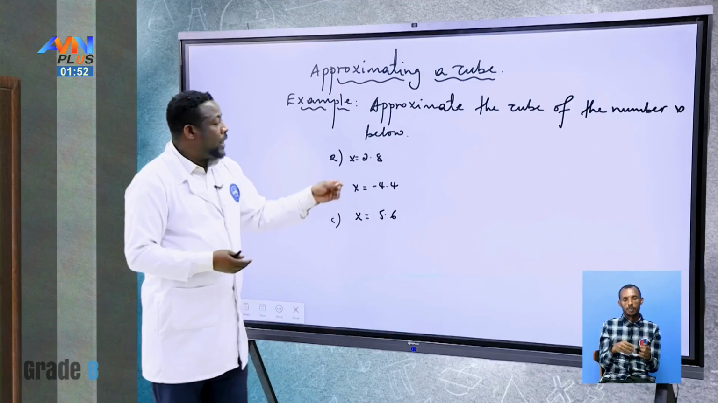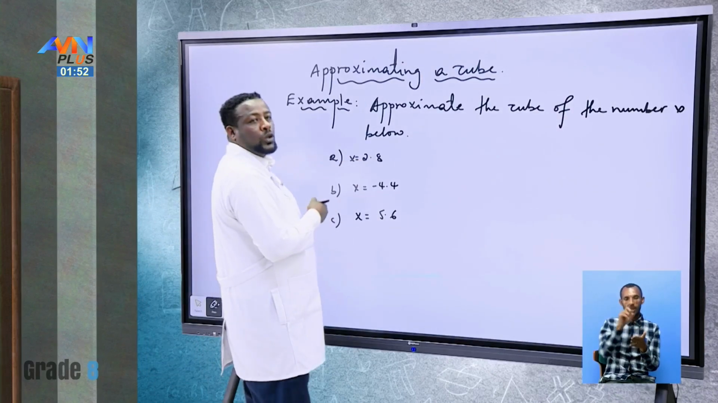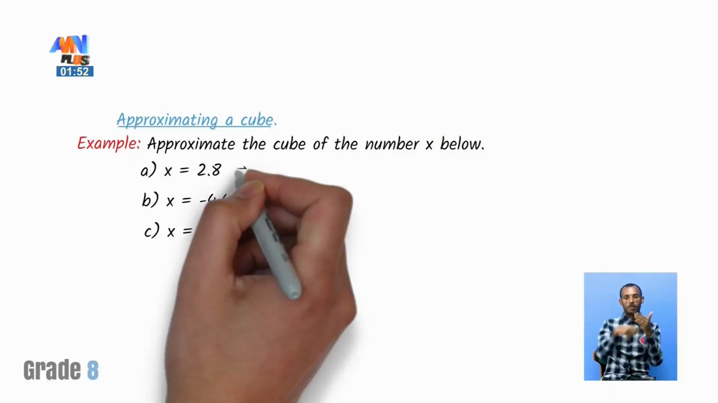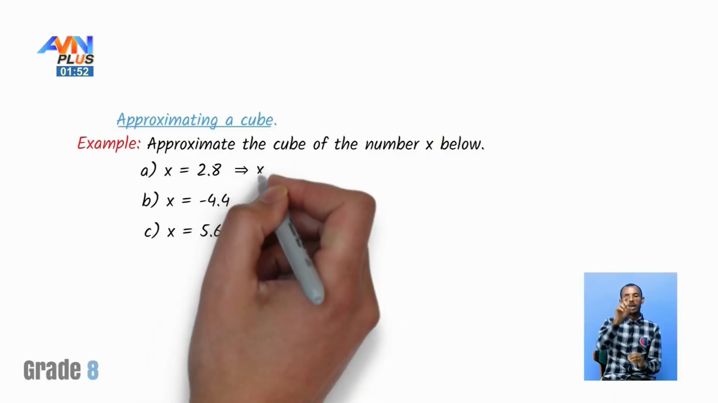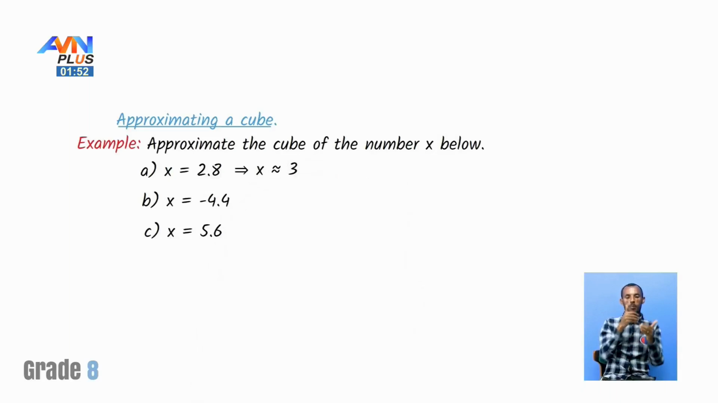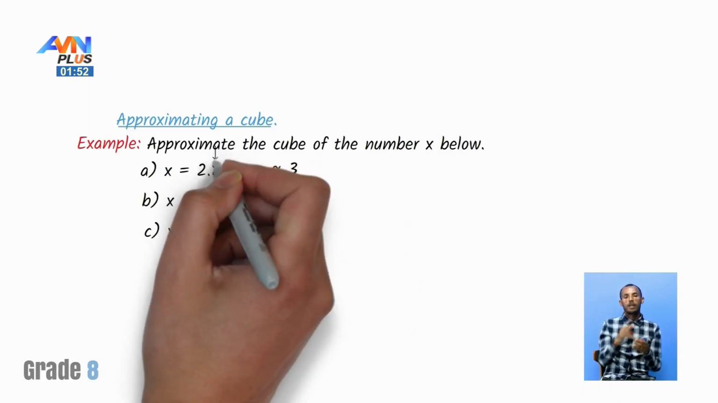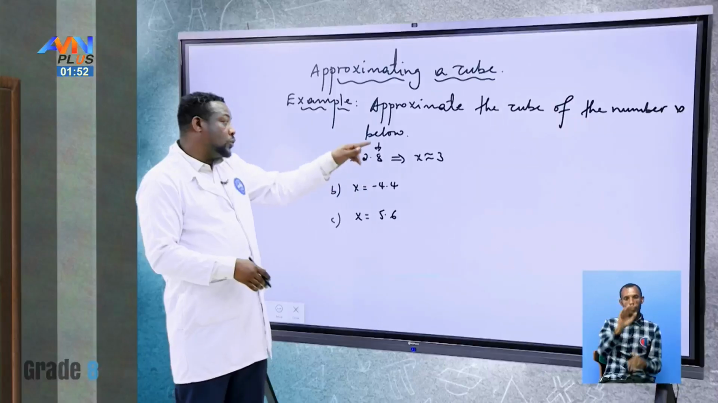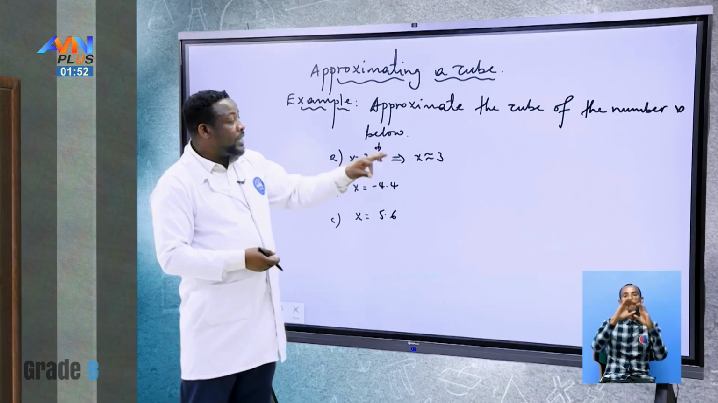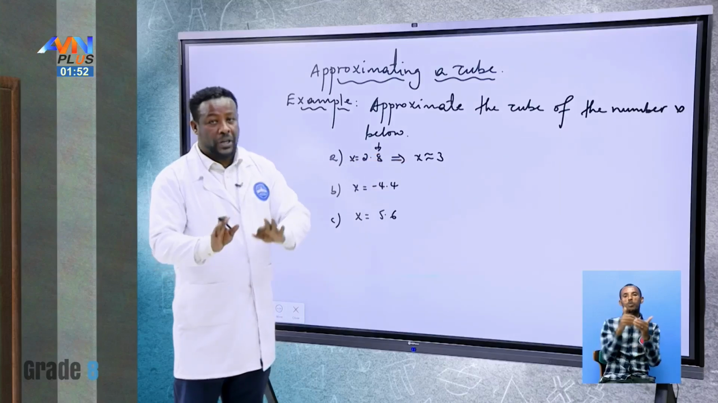Whenever we take x is equal to 2.8, the approximate value of this number is x is 3. X is approximately 3 because this is 8, which is a number greater than or equal to 5, so you need to add 1 on the integer part. So x is approximately 3.